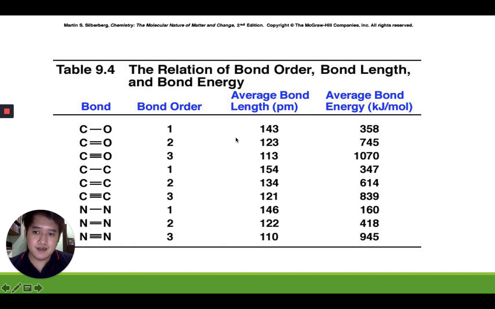So meaning, for the same types of atoms concerned, the single bond has the least energy, the double bond has higher energy than the single bond, and the triple bond, which is the shortest, actually has the highest energy. So as the bond order increases, the average bond length decreases. But as the average bond length decreases, the average bond energy increases. Take a minute to let that sink in.